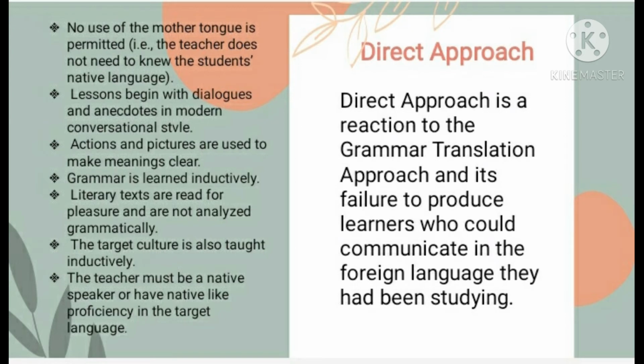The second is lessons begin with dialogues and anecdotes in modern conversational style. The third is actions and pictures are used to make meanings clear. The next is grammar is learned inductively. The fifth is literary texts are read for pleasure and are not analyzed grammatically. The next is the target culture is also taught inductively. And the last is the teacher must be a native speaker or have native-like proficiency in the target language.